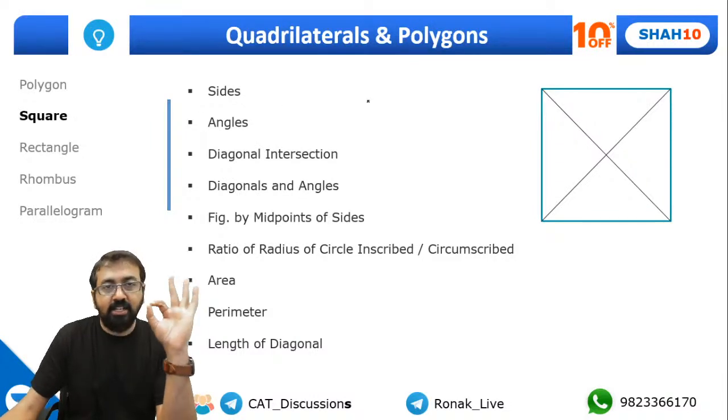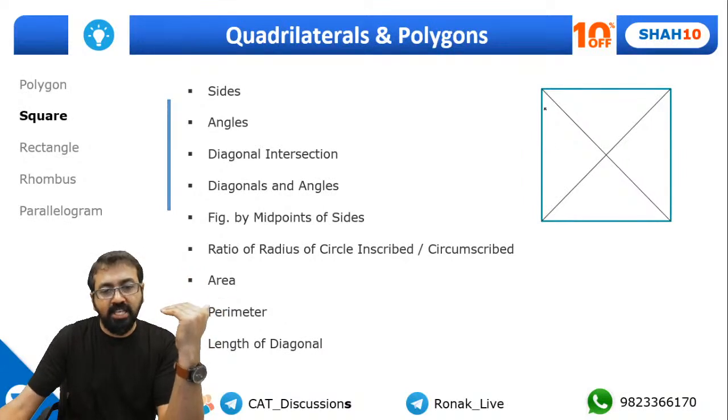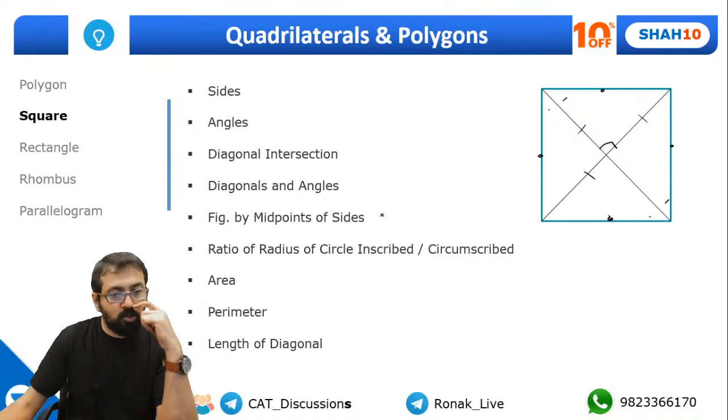Now guys, square. Let me tell you, apart from what you already know, a few things. In a square, diagonals bisect the angles. Diagonals are perpendicular, and they also bisect each other. The figure formed by connecting the midpoints of the sides will also be a square. So this will also be a square.